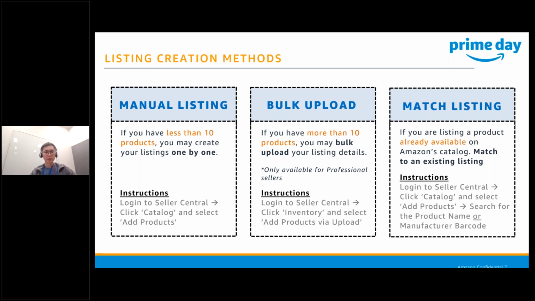Now, lastly, if you wish to sell a product that is already available, or is a listing that is currently in Amazon's catalog, you may choose to match it to an existing listing. For this, you can search for the product name or even the barcode or the ASIN number, and then proceed to match your listing and fill up the rest of the details such as your offer price, etc.